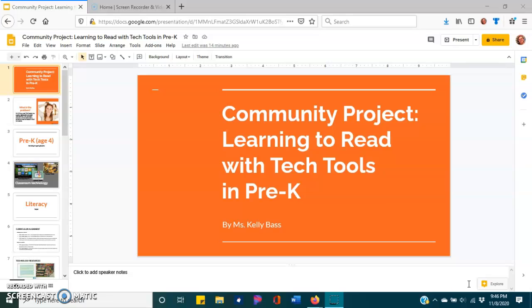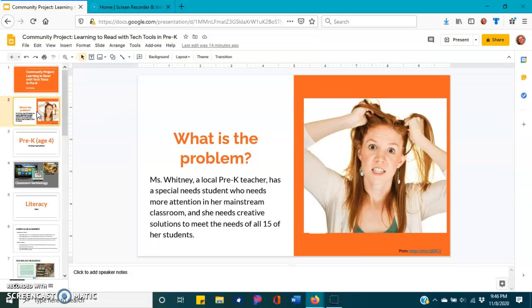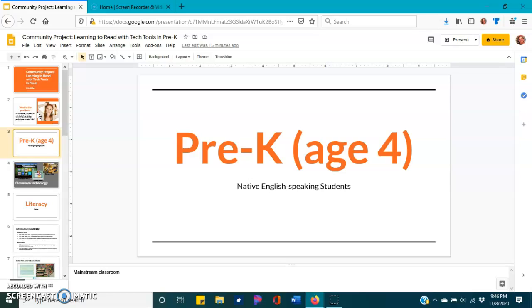Miss Whitney teaches pre-K, and she teaches in a mainstream classroom. She has a special needs student who needs more attention, but she also has to meet the needs of all 15 of her students. So she needs creative solutions, and I think her solution is technology. So who are her students? Miss Whitney's students are pre-K, age 4. They are native English-speaking students, which I add since I work with ESL classes usually.